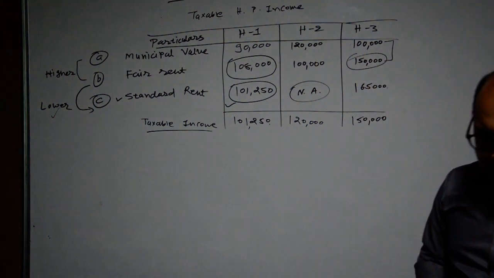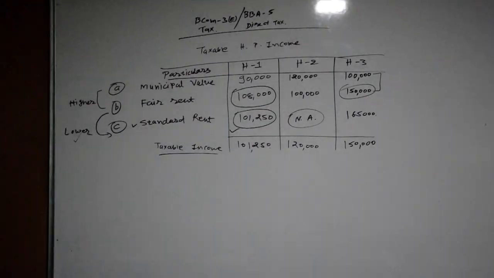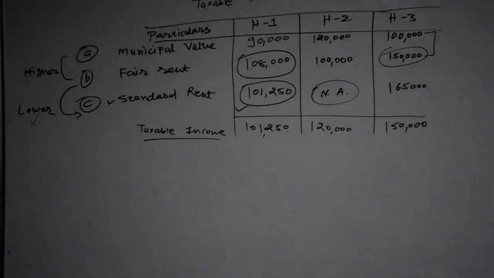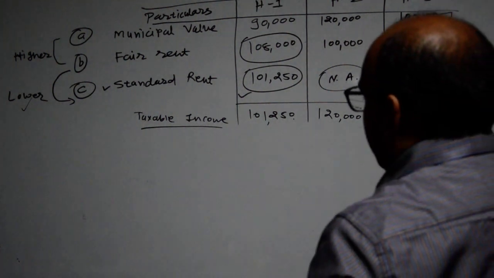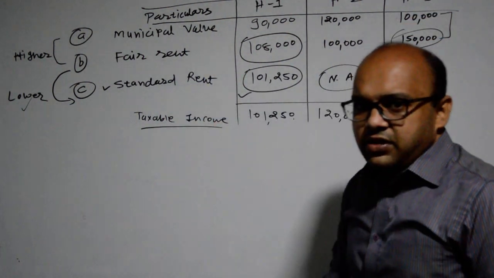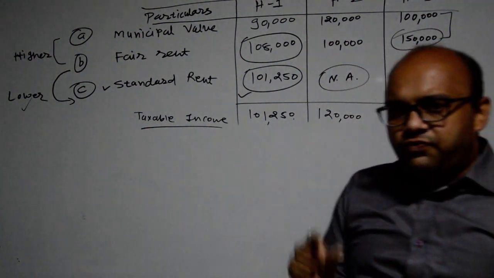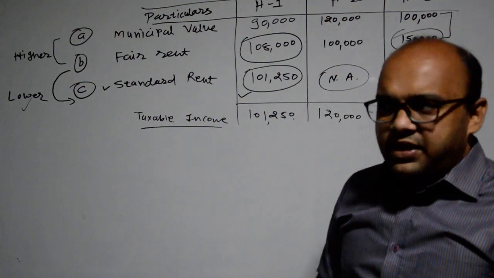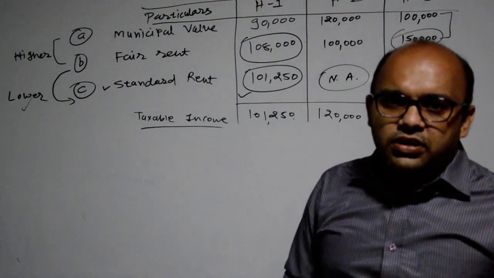So students, it is a very simple sum for you to understand which rules I am discussing with you. Otherwise there is no requirement of other calculations in these sums. It is very easy, but you have to focus on these rules. First, in step number 1, out of municipal value and fair rent, the higher amount will be selected. Then the selected amount will be compared with standard rent, and in this comparison the lower value will be considered as taxable income.